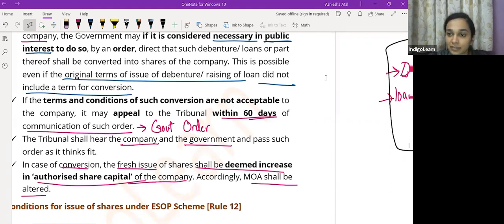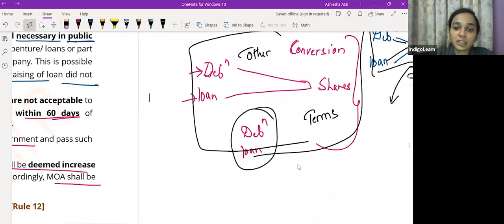So with this, we have completed section 62. Under section 62, we have understood what are the different means of further issue of capital. So we have understood rights issue, ESOPs, preferential allotment, and conversion of debentures or loans into shares. So these are the different ways as to how a company will make a further issue of capital or further issue of shares. Any doubt so far? No, ma'am.